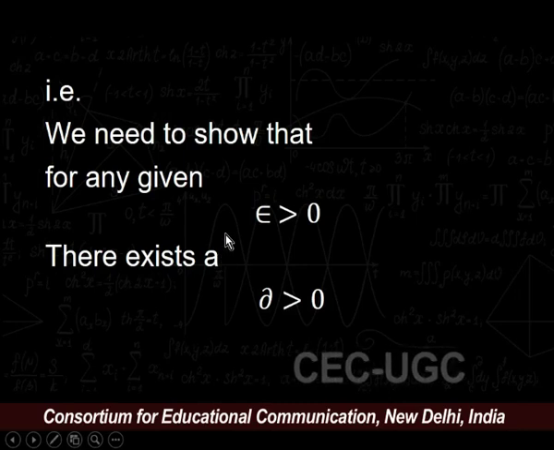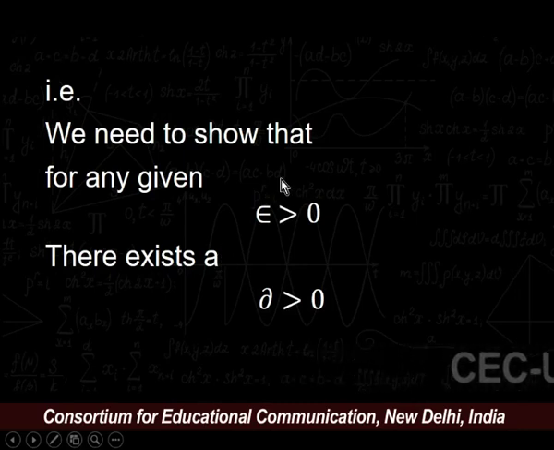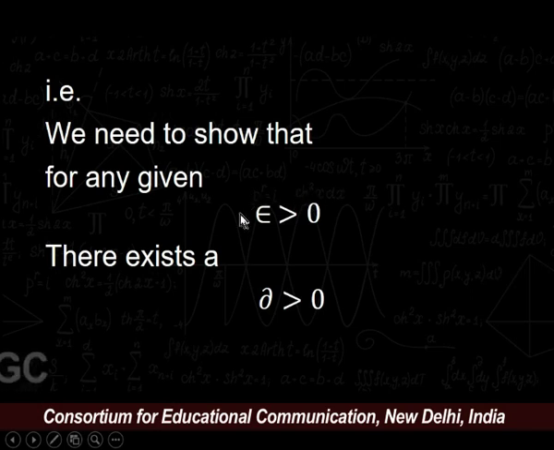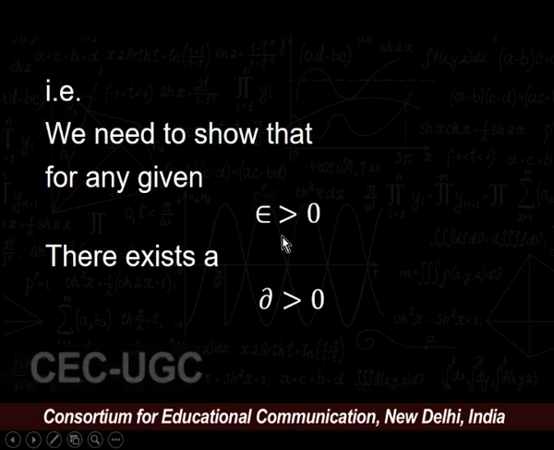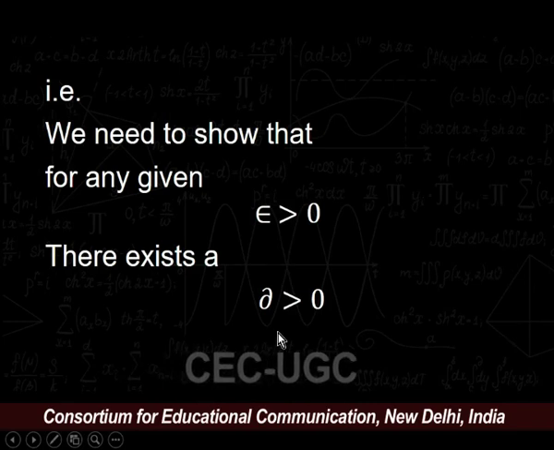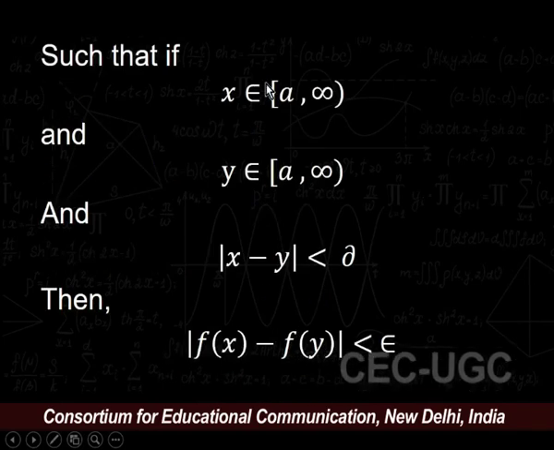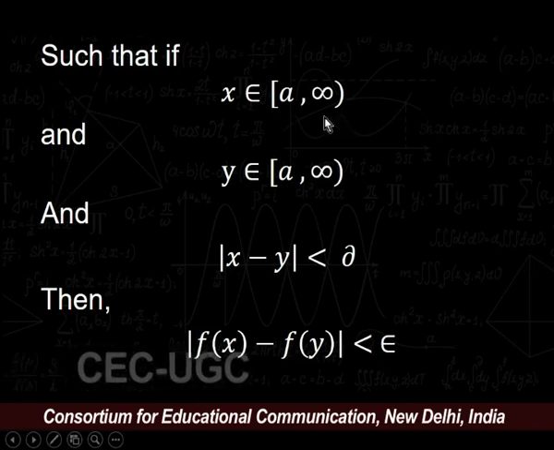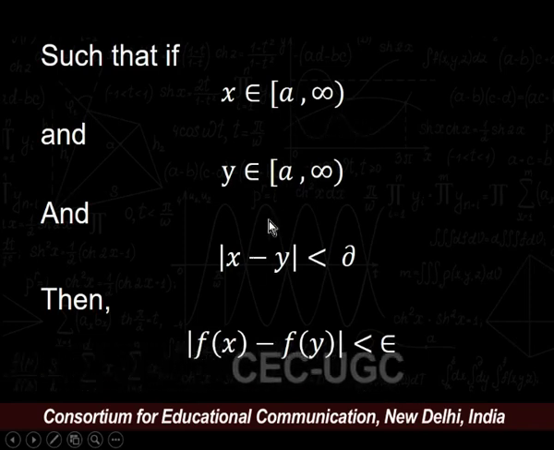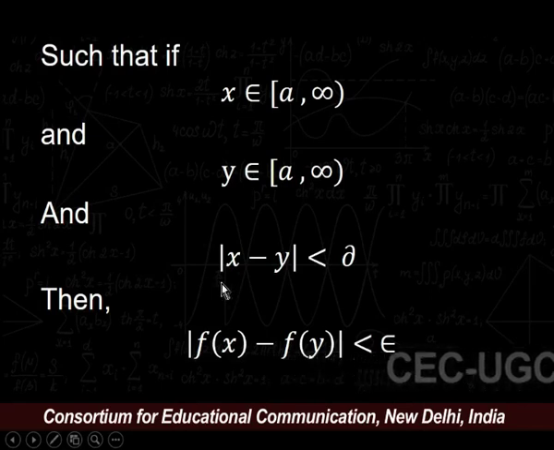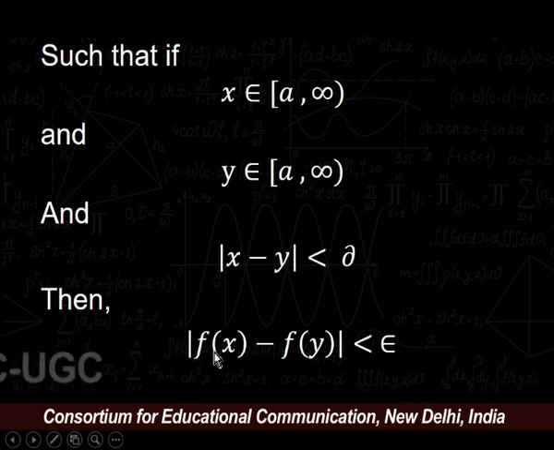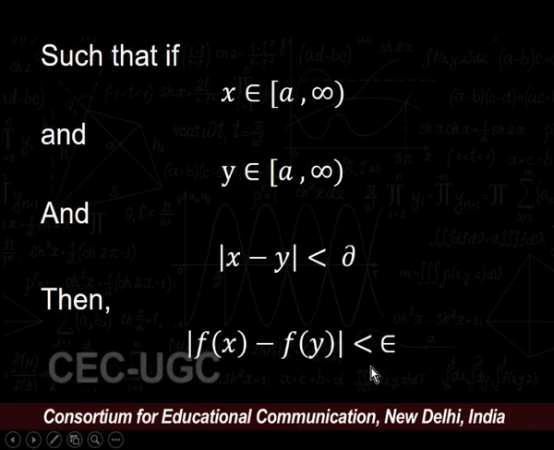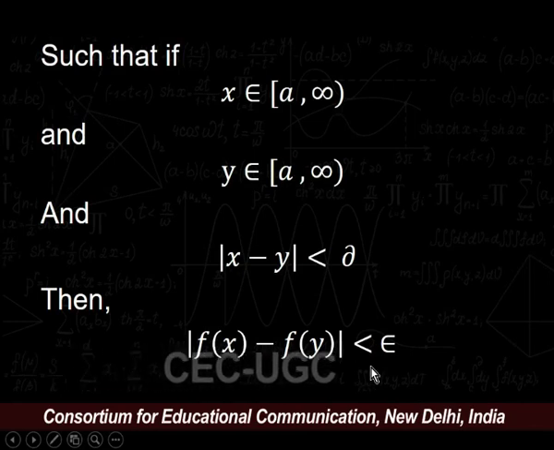That means, by the mathematical definition, we need to show that for any given epsilon greater than 0, there exists a delta greater than 0 such that for any two points x and y belonging to the given interval [a, ∞), and satisfying |x − y| < delta, we must have |f(x) − f(y)| < epsilon.